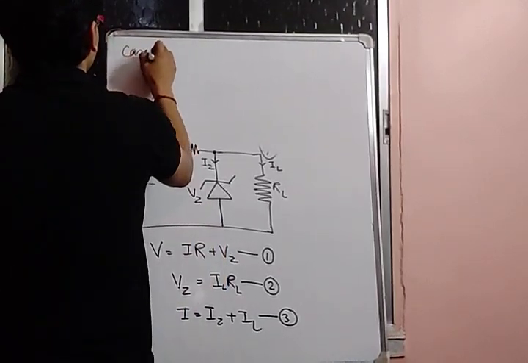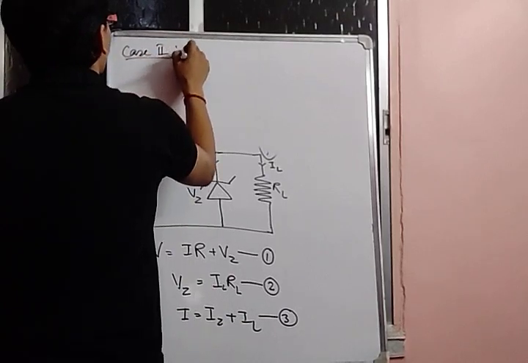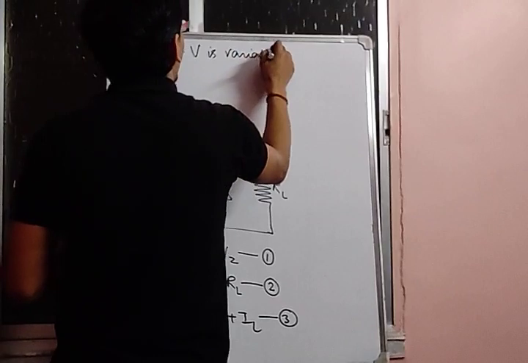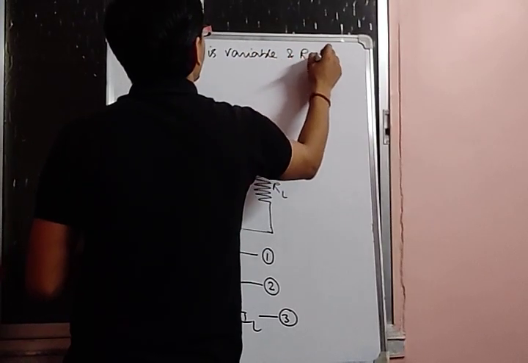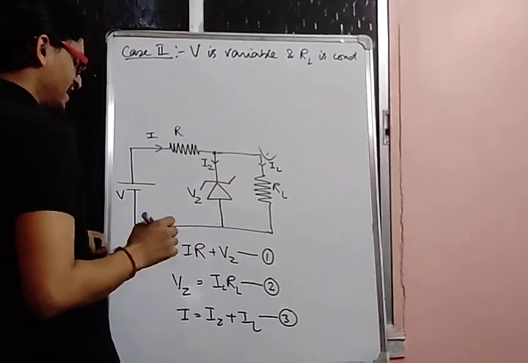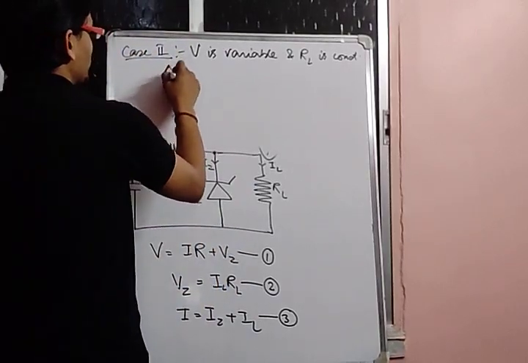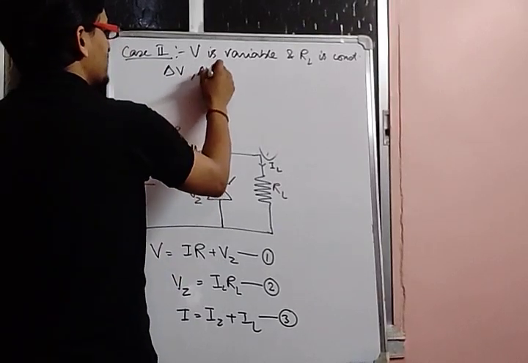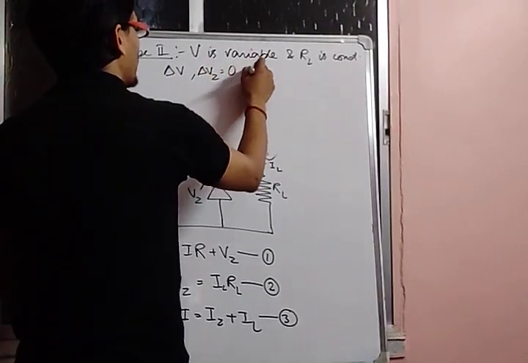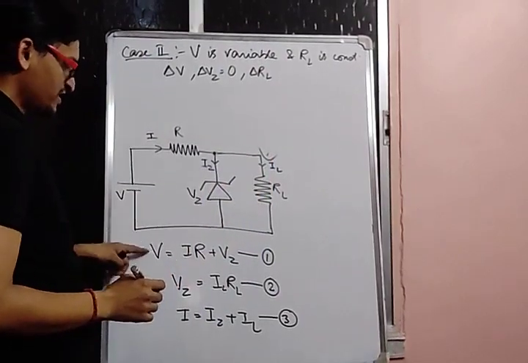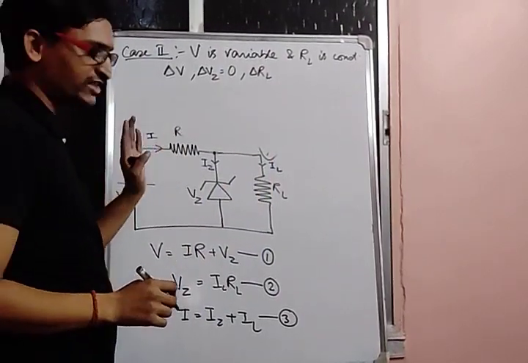So the second case is when V is variable and RL is constant. In this case, V is variable, say it is changing by delta V amount. Delta Vz is 0 and here delta RL is also 0. Now if I consider my first equation, obviously this R will also be constant, it's not changing.